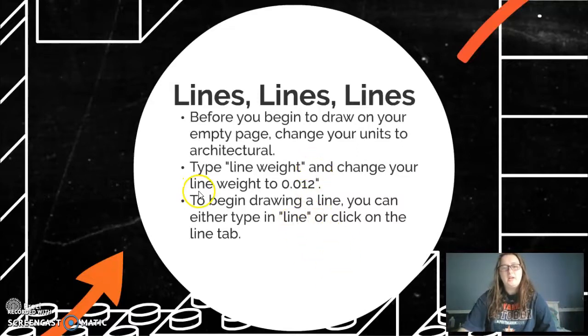To begin drawing your line, there's an icon at the top left hand of the screen and it says line. You can either click there or you can just type line directly onto the screen. It'll pop up.